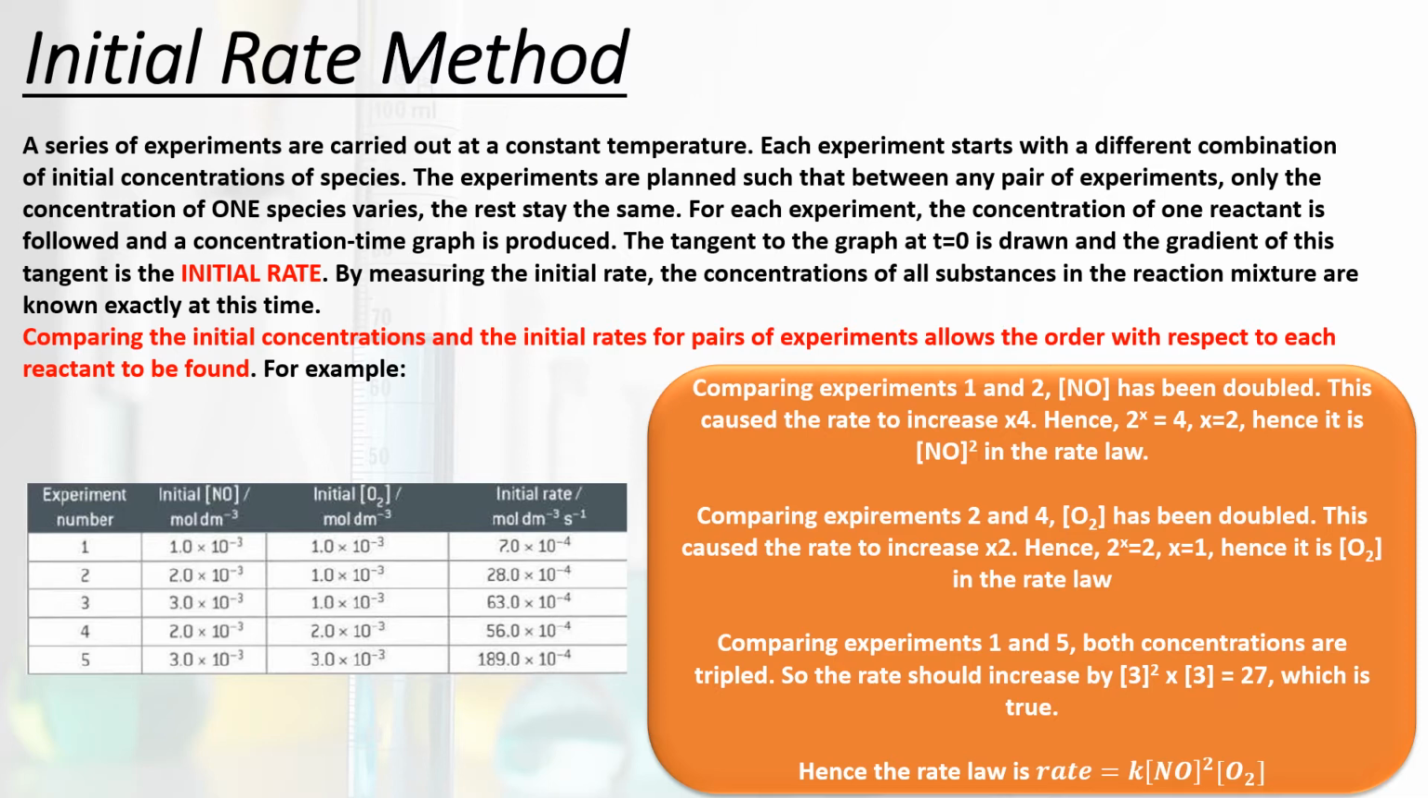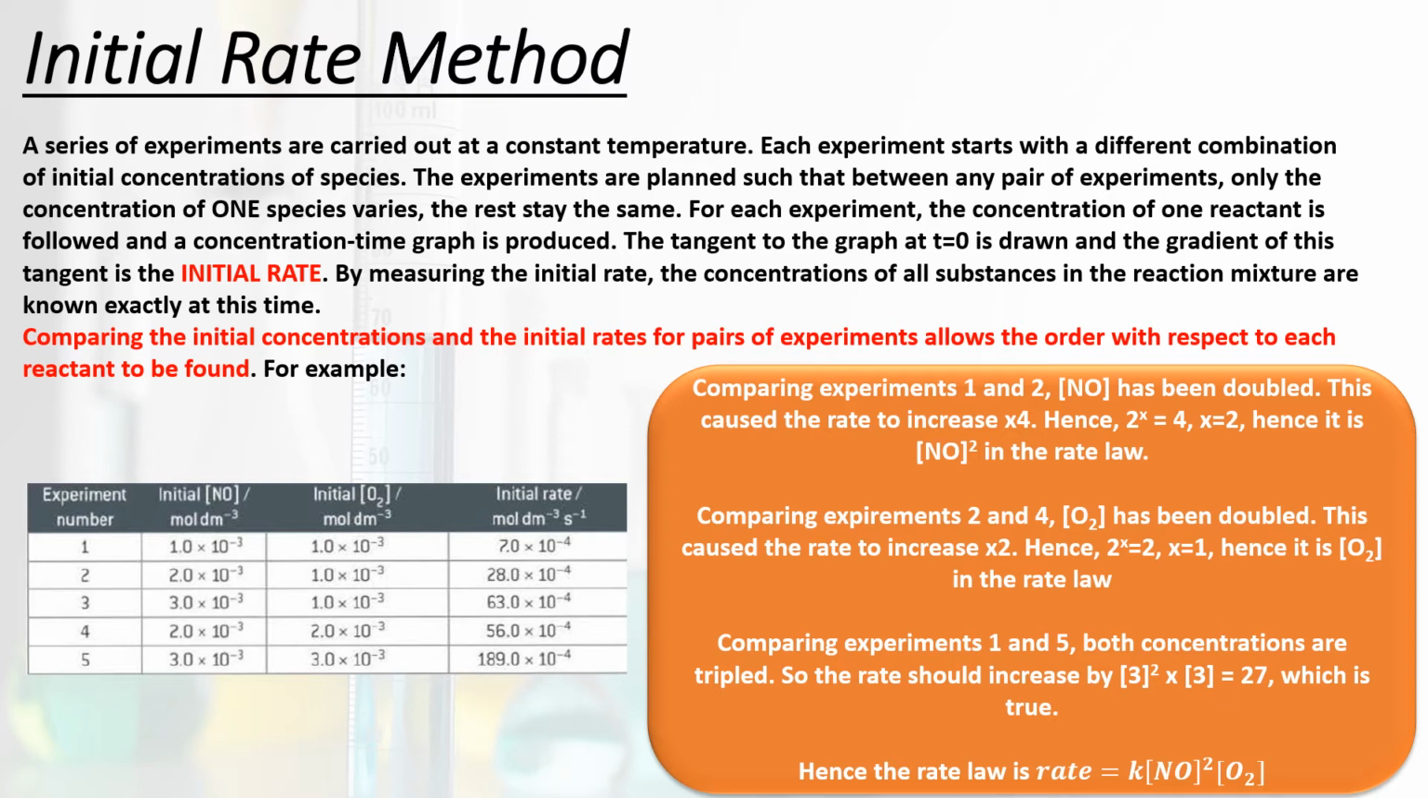Now there's another type of method called the initial rate method. The way to do this is that we're going to be using the initial rate, and we saw in a previous video that the initial rate was the rate at t equals 0. So we draw our tangent at the origin of that graph when t equals 0.